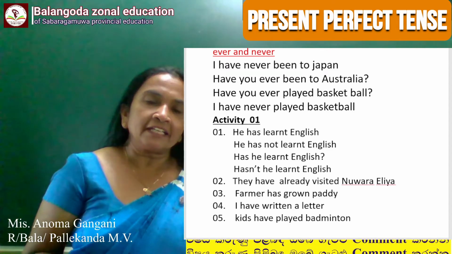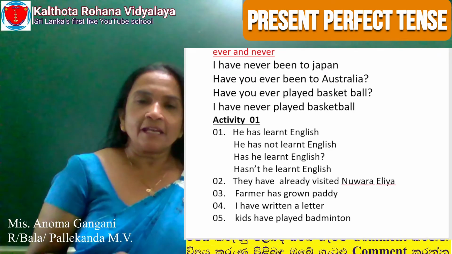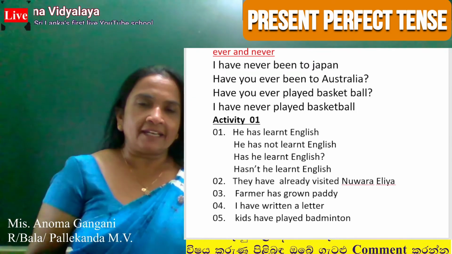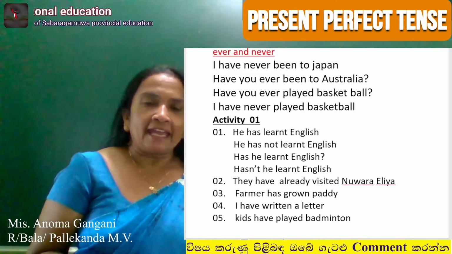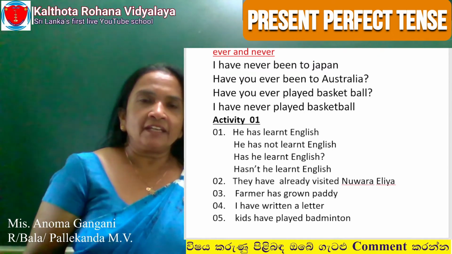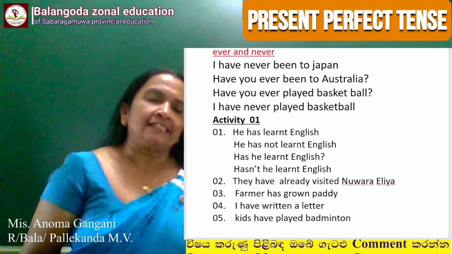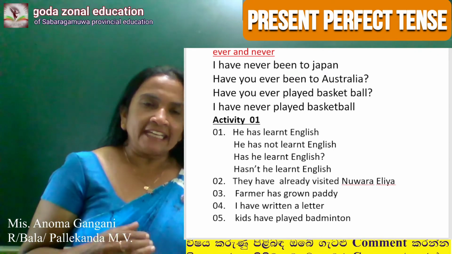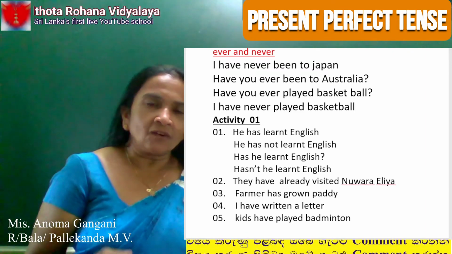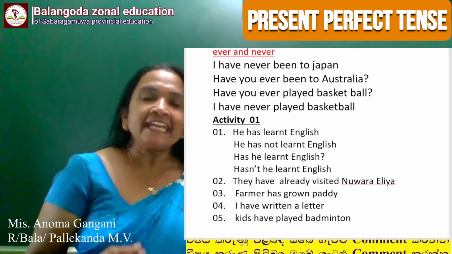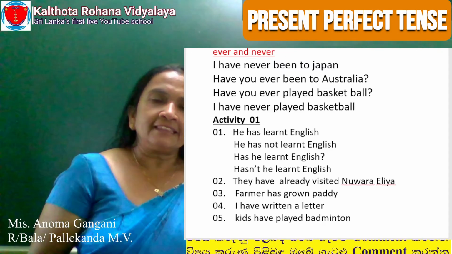Then here, interrogative one. Have kids played badminton? Put a question mark, right? Negative interrogative. Haven't or have not kids played badminton? Right? These are the things.